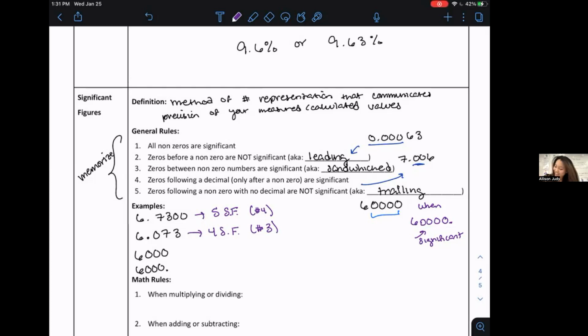Rainier. Okay, Rainier. What is the next one? 1 sig fig. Why? What's the rule? Rule number 5. Rule number 5. And last but not least, Nathan. I put 4. Okay.